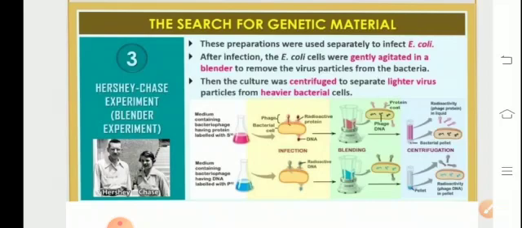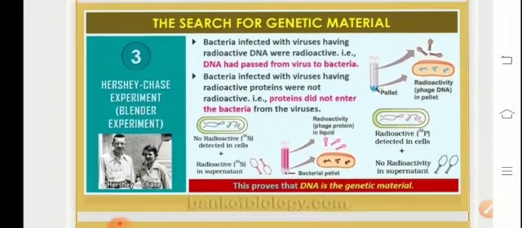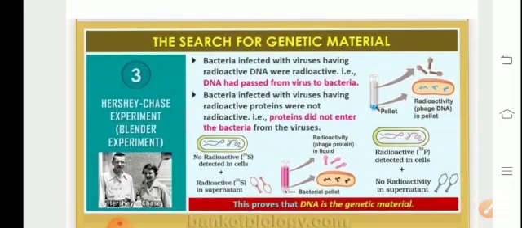Whereas the protein coat, the one which was labeled with S35, it was found that the radioactivity was detected in the supernatant because sulfur did not get incorporated inside the bacterial cell, thus proving that DNA is the genetic material which helps in the transmission of characters from one generation to the next, because protein did not enter into the bacterial cell. Whereas the ones which were labeled with phosphorus 32 were detected in the cell because phosphorus is a component of DNA and DNA gets incorporated in the cell, thus proving that DNA is the genetic material.